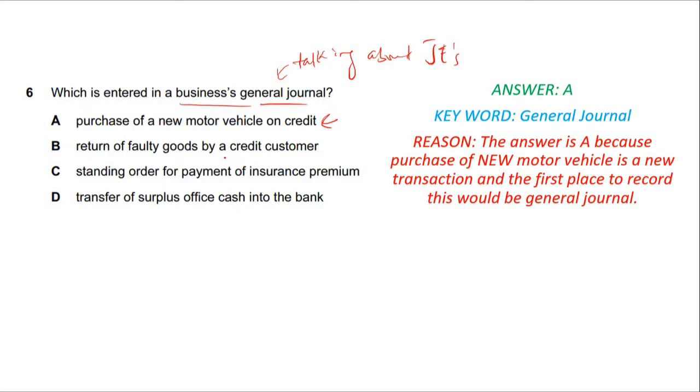Return of faulty goods by a credit customer. Now this is not a new transaction. There would be a preceding transaction to this. So this is 50-50, not really a very convincing answer.